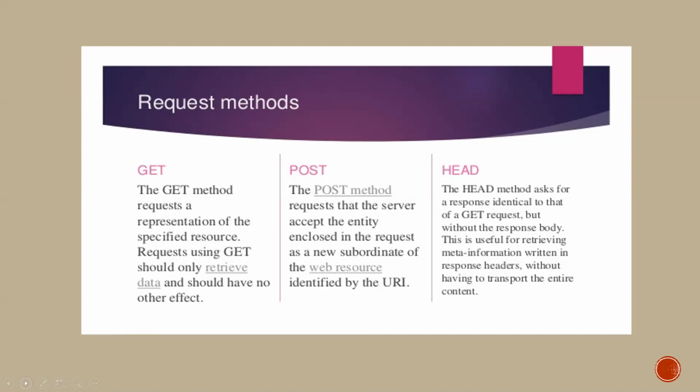Head: the head method asks for a response identical to that of a get request, but without the response body. This is useful for retrieving meta information written in response headers without having to transport the entire content. This is the significance of the head method. So there are three kinds of request method: get, post, and head.